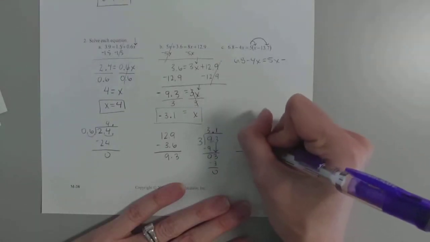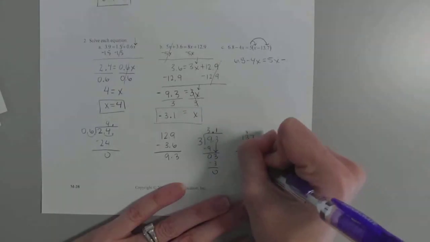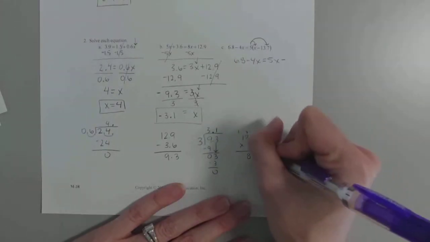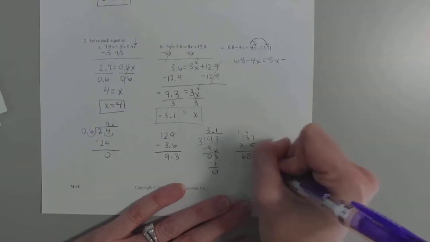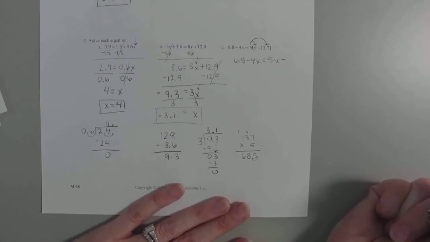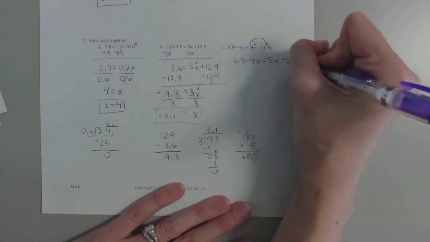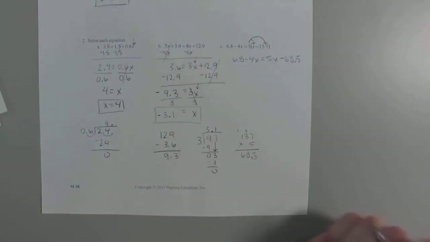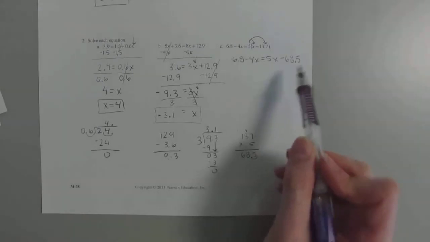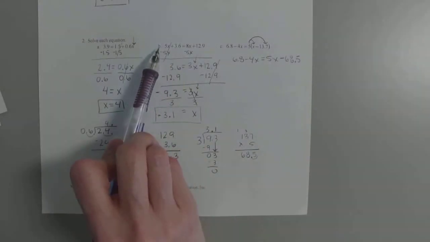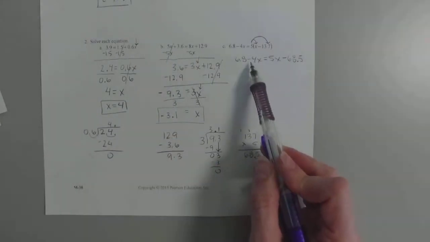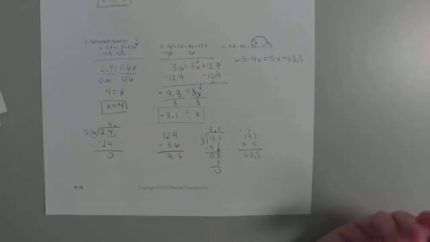So 137 times 5. 5 times 7 is 35. Put my 5, carry my 3. 5 times 3 is 15, plus 3 is 18, carry your 1. 5 times 1 is 5, 6, and then we move it over. So 685, does that look right? Or 68.5, because I moved it over once. And at that point, every one we do, we have one extra step, okay? So at this point, it looks like the beginning of B, okay?